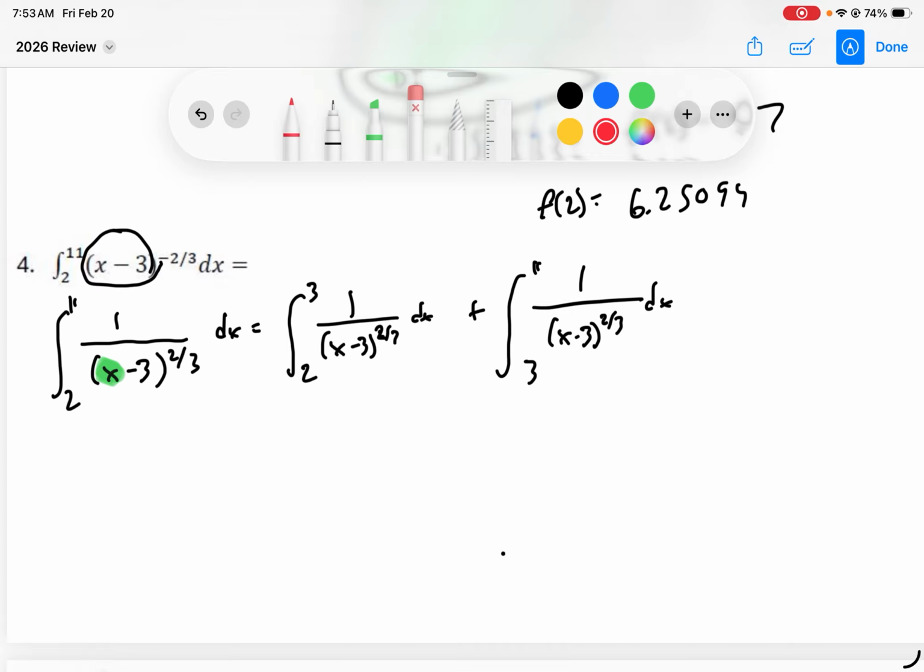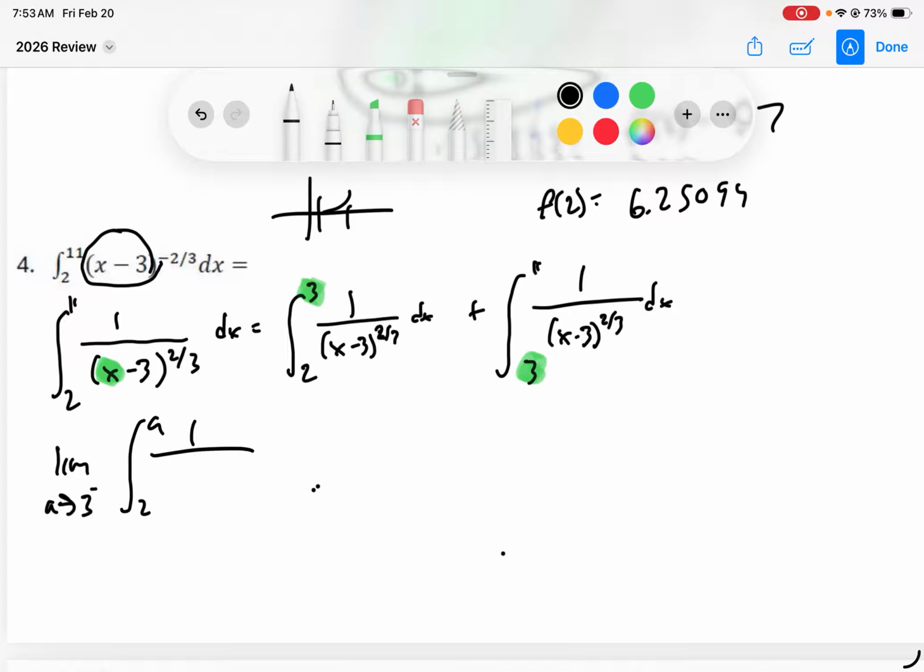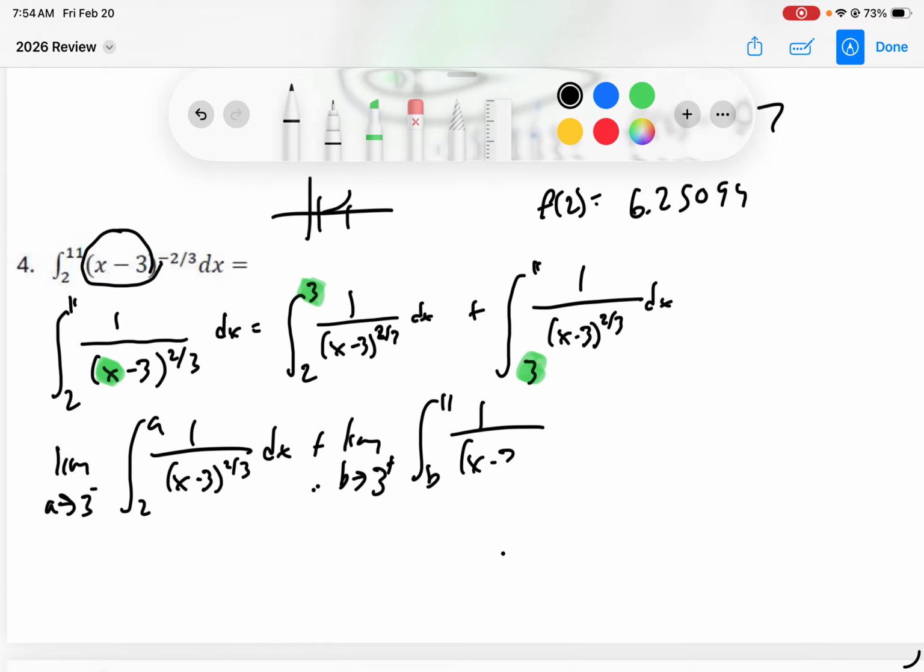So we have to make this a limit question, because I can't actually plug in 3. But what I can do is replace these 3's with dummy letters. And I'll say this is the limit as a approaches 3, okay, which way? From the left or right? So here's 2 to 3. It's approaching from that way. So from the left, of the integral from 2 to a of 1 over (x minus 3) to the 2/3 dx, plus the limit as b goes to 3 from the right, this time b's down here, to 11, of 1 over (x minus 3) to the 2/3 dx.